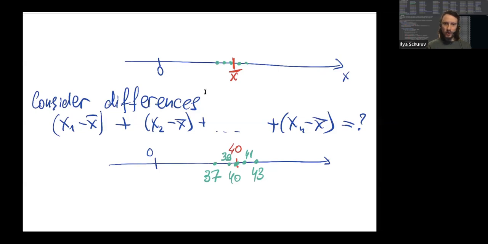So if you have any problems with doing this exercise, you can also ask me in private messages, and I can probably help you. So I'm waiting for your answers. I have these five values, and we already know that their average is 40. And I just want you to substitute these values here.